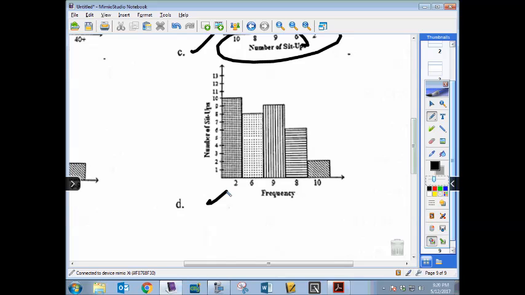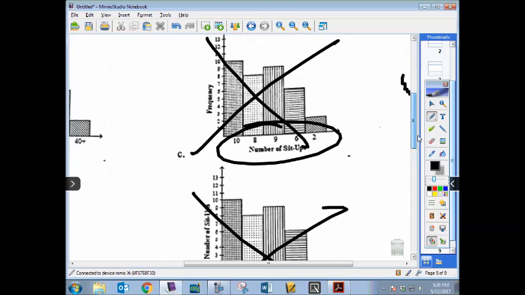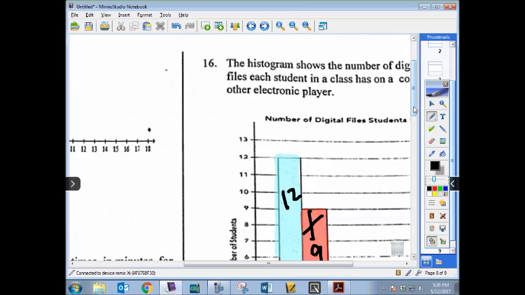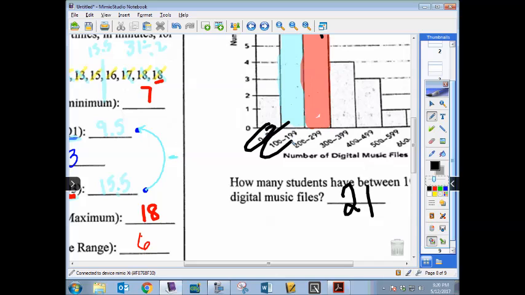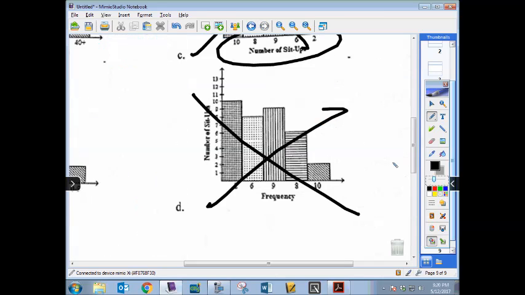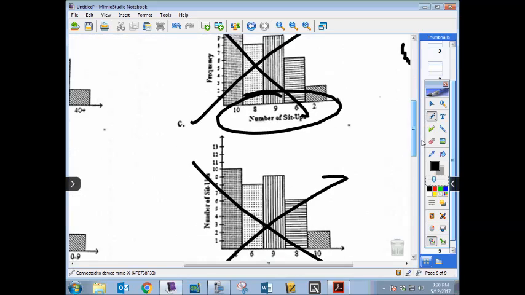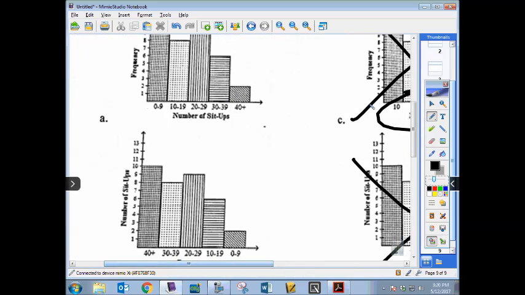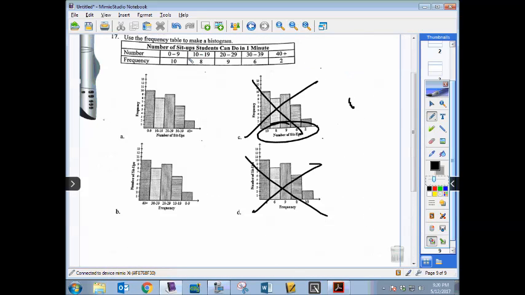Okay, same with this one. I hope nobody put C or D. Hopefully, looking back to every histogram we've ever done, remember they're going to represent intervals on the x-axis, not just single numbers or categories of any kind. So now it was all about figuring out which one was correct.